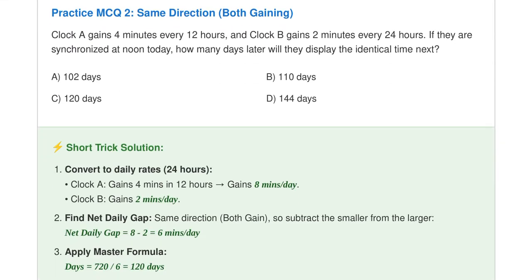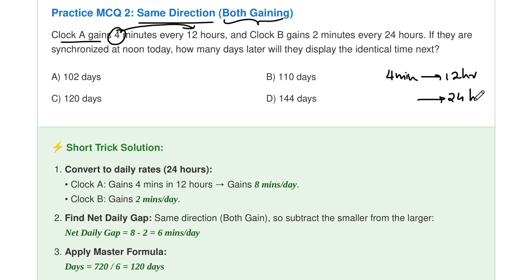Look at the one problem in which we have to subtract. We subtract when the direction is the same, for example both are gaining or both are losing. A clock A gains 4 minutes in every 12 hours. We have to make it into 24 hours to make it per day. So 4 minutes in 12 hours, how many minutes in 24 hours? Just double it, because 12 2s are 24, so 4 2s are 8. So 8 minutes in 24 hours, that means 8 minutes per day.